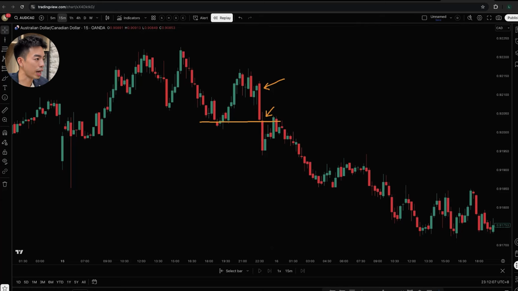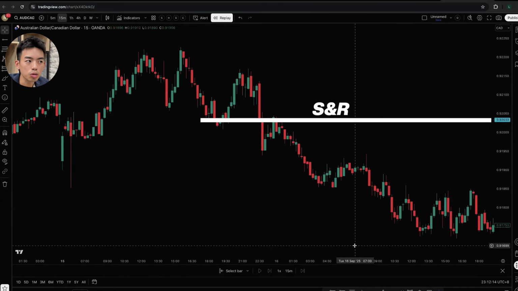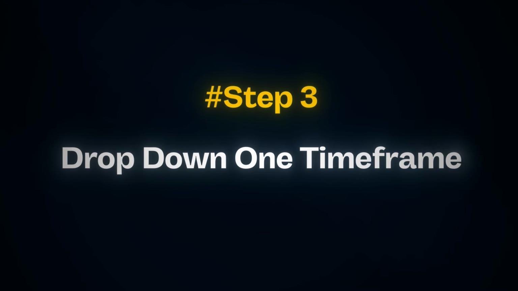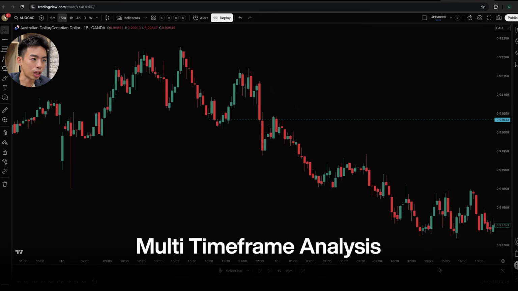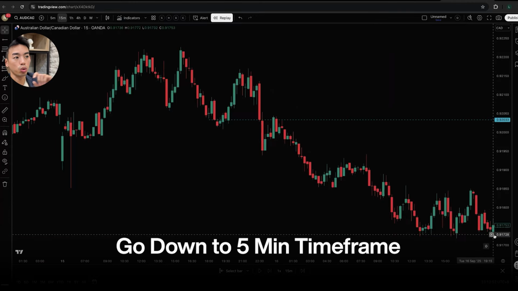So once that has happened, what you're gonna do is mark out an SNR right around here, okay? It doesn't need to be perfect, it just needs to be around that area. Once that has happened, the third step would be to go down to a lower time frame. In this case, we're gonna use multi-time frame analysis to trade this strategy. If you haven't checked it out, I actually made a video on multi-time frame analysis, which you can check out right here. Okay, so once you have done that, you would go down to the 5-minute time frame to look for your entry.